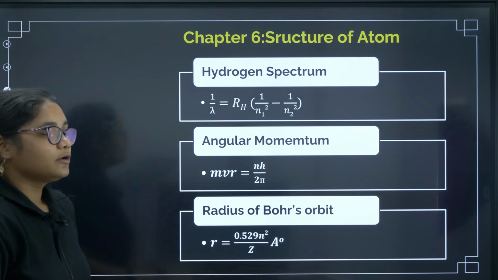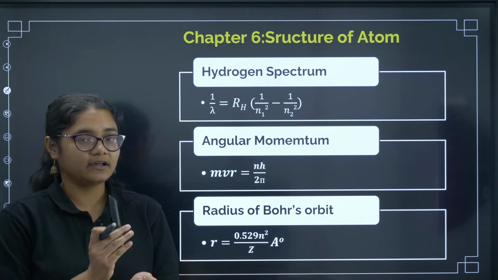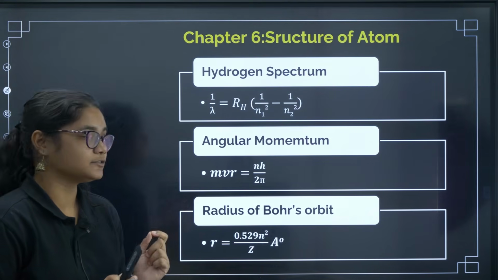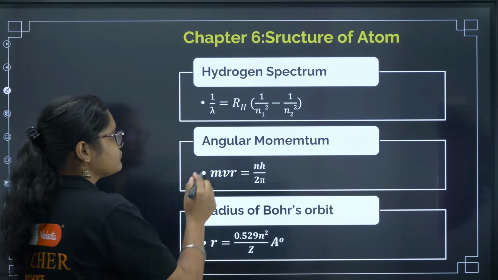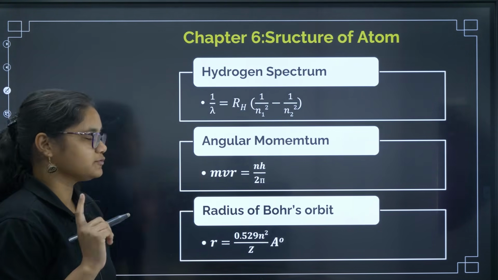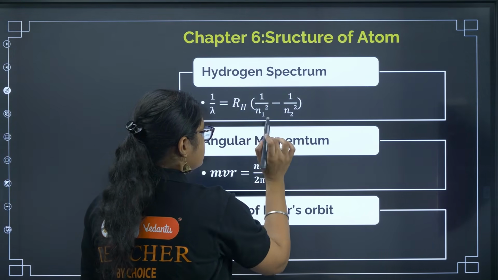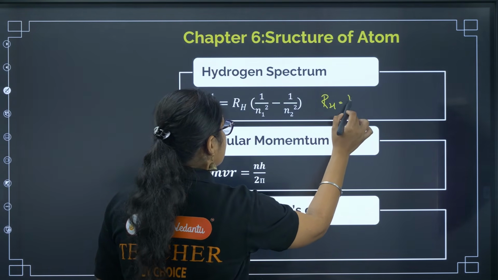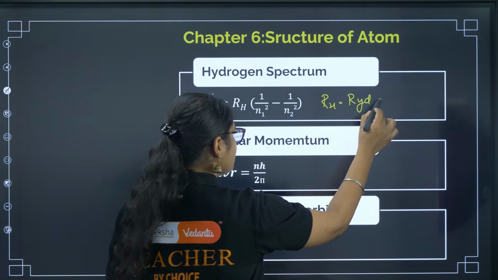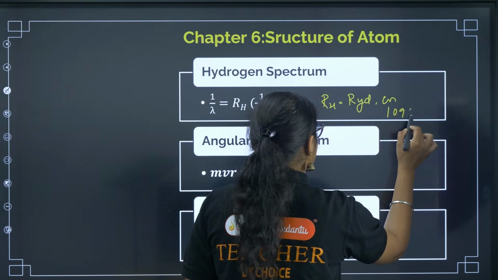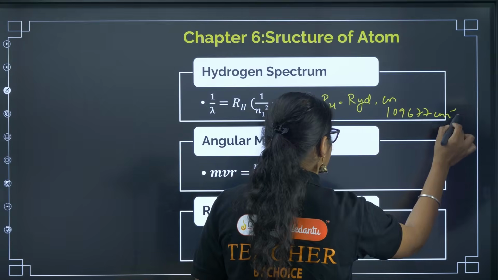Now coming to another, the last physical chemistry chapter, which is very important, that is the structure of atom. From here, first of all, you should know the hydrogen spectrum formula, that is 1 by lambda is equal to RH into (1 by N1 square minus 1 by N2 square), where RH is nothing but the Rydberg constant and its value is 109,677 centimeter inverse.